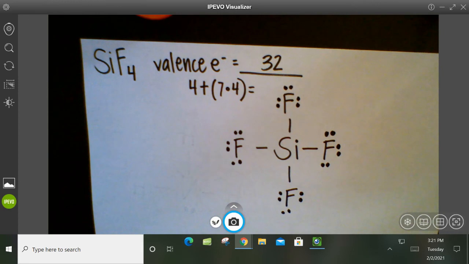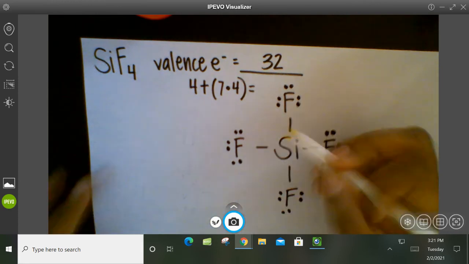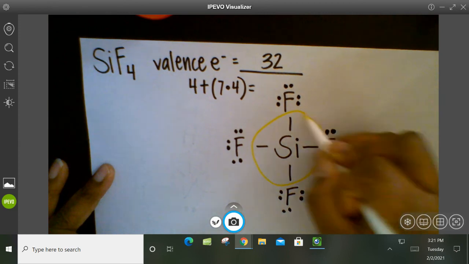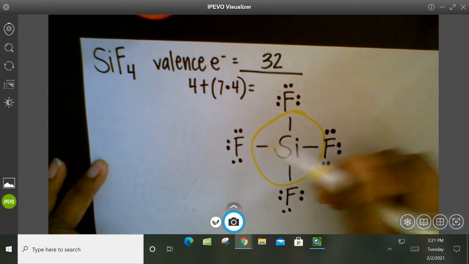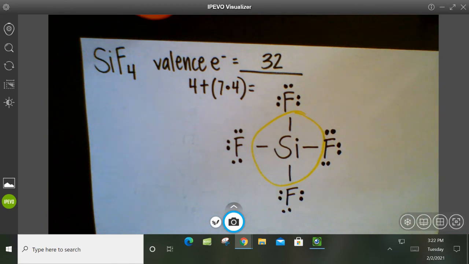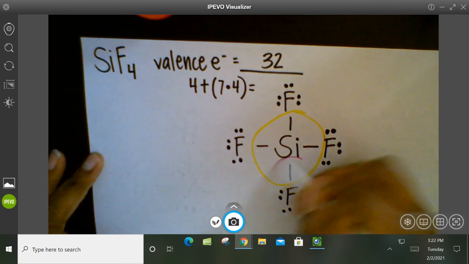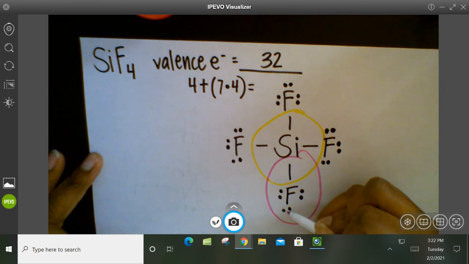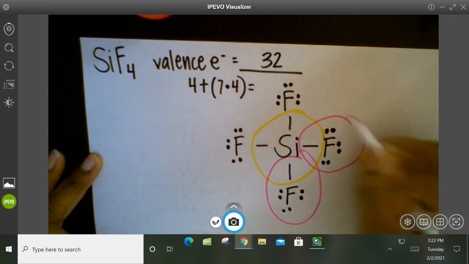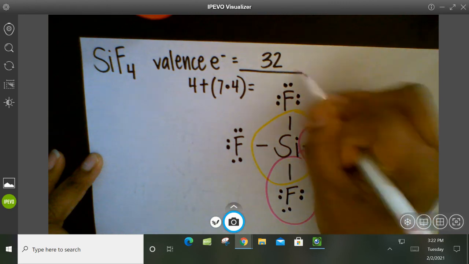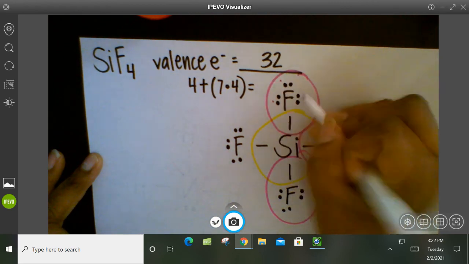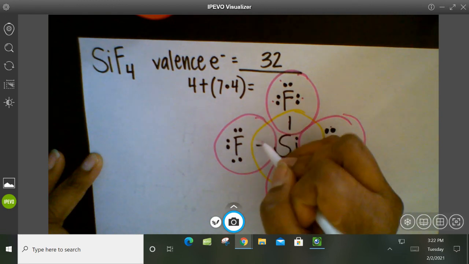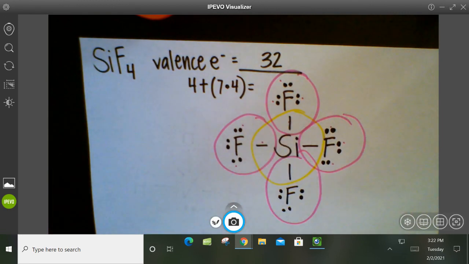So always, always go back and check. When I'm looking at the Si, I got 2, 4, 6, 8, got an octet there. So let me check my F's. This F right here has 2, 4, 6, 8, and so on for each of the others. And so I have an octet around all of those. All right, so let's do these couple of other problems and see what we come up with.